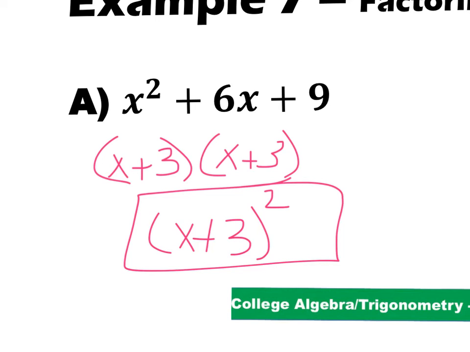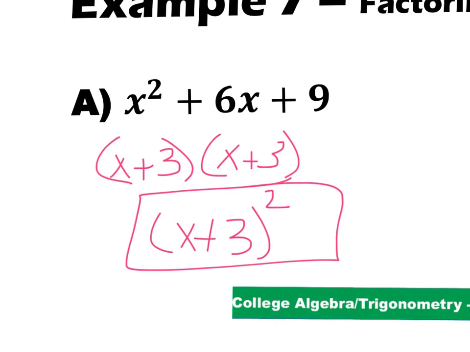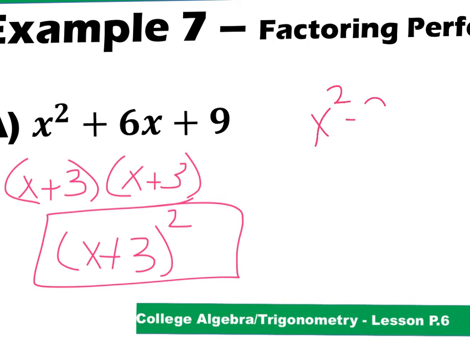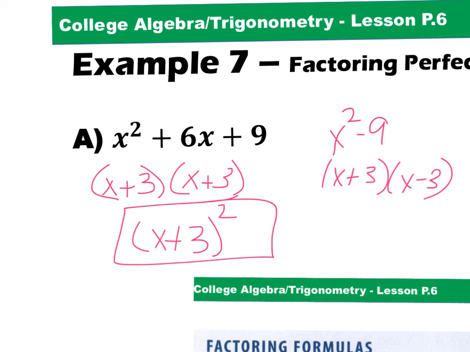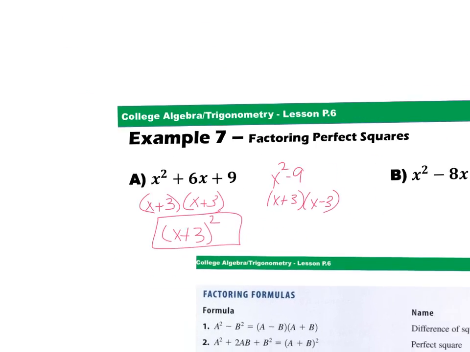If it was x squared minus 9, it would be x plus 3, x minus 3. You guys see the difference here? If this said x squared minus 9, your answer would be x plus 3, x minus 3. But since the sign is the same, it's going to be a perfect square trinomial. For the test quiz, either one can work. But you guys will see it written like that.